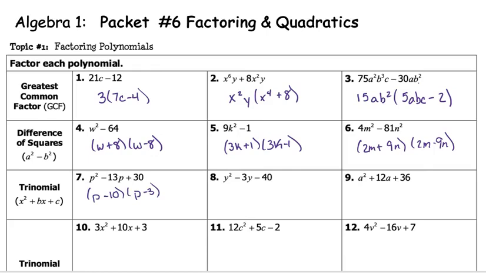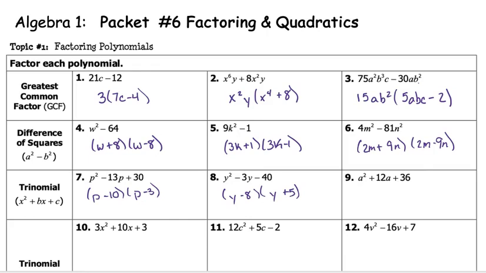Okay, y squared minus 3y minus 40. Again, I'm looking for two numbers that multiply to negative 40 and add to negative 3. And because it's a negative 40, I know that I'm going to have a positive and a negative. So let's think. I'm thinking 8 and 5. So 3 is negative, so it would be a negative 8, positive 5. Negative 8 plus 5 is negative 3. Negative 8 times 5 is negative 40.